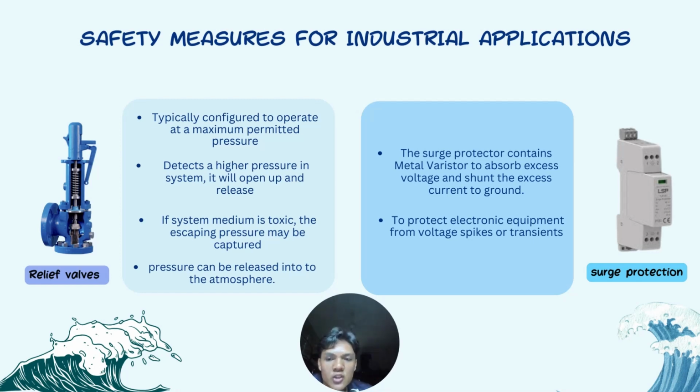For surge protection, in order to protect electronic equipment from voltage spikes or transients, it's important to take preventative measures. This can help avoid any potential damage to the equipment. The surge protector contains a metal oxide varistor to absorb excess voltage and shunt the excess current to ground.